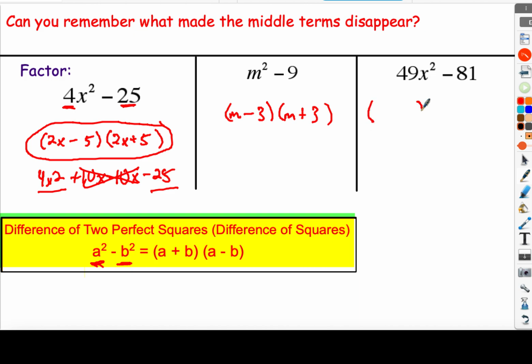So again, we've got 49 and 81. They make me think 7. 7x times 7x is 49x squared. 81 would be a couple of 9's. But one plus, one minus means no middle term, right? 0x in the middle. And we get a negative 81 to finish.